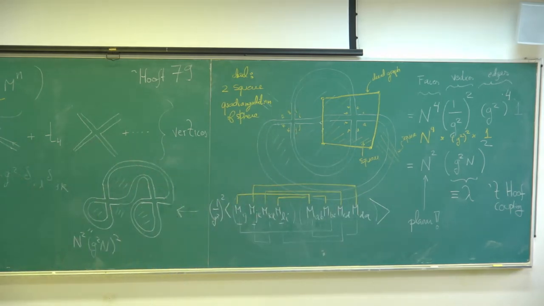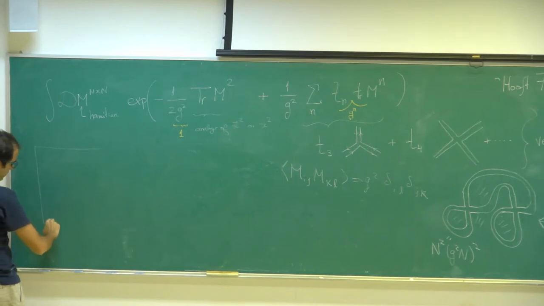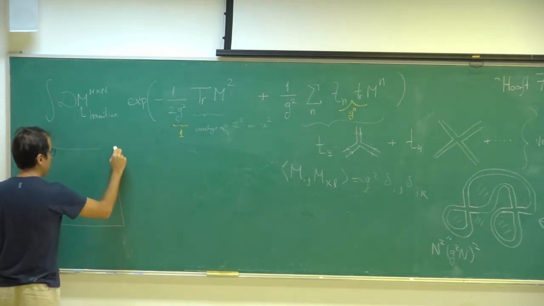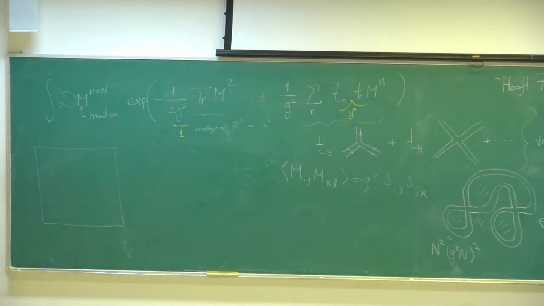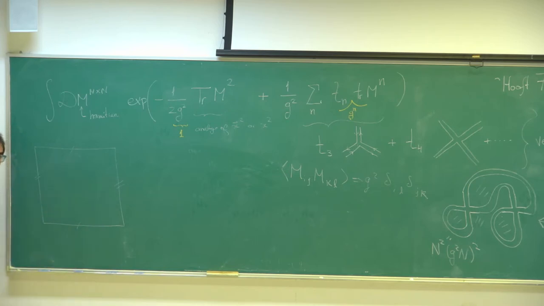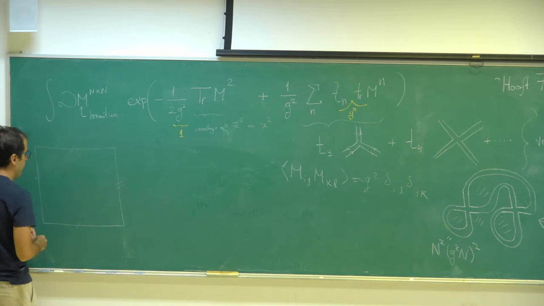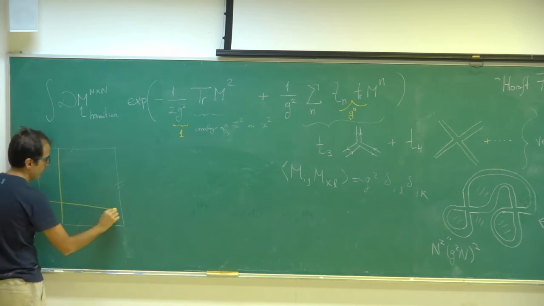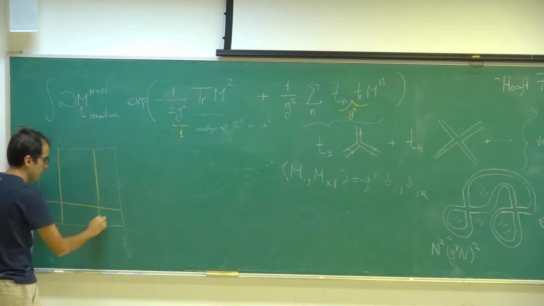Let's suppose I have a torus. What is a torus? A torus is like a square where this edge is identified with this, and this edge is identified with this. Right? So if I identify two, I make a cylinder, I identify the other two, I make a torus. And now let's make a quadrangulation of the torus. Well, it's easy. For example, I can do this. This is an example of a quadrangulation of a torus.